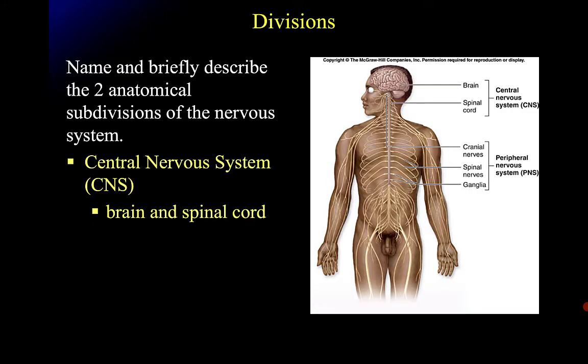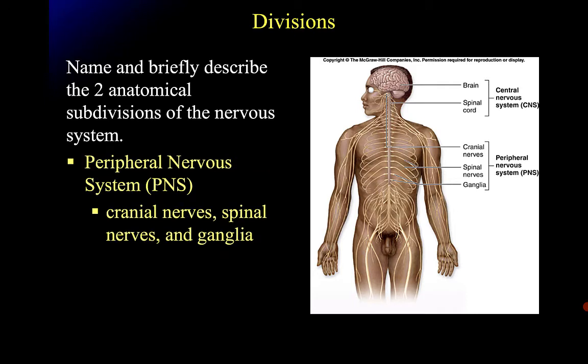We're going to begin here with this idea that we can divide the nervous system up into two different basic anatomical divisions. And these are going to be the CNS, or central nervous system, which consists of the brain and the spinal cord. That is, the part of the nervous system which resides within the axial skeleton. And then we have the peripheral nervous system.